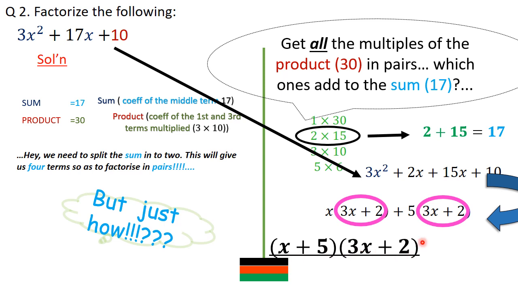If you multiply these 2 brackets together using the concept I've just introduced at the beginning of the tutorial, you'd get 3x squared plus 17x plus 10. And there you have it. That's how you do quadratic concepts. First of all, how to expand, and second, how to factorize.